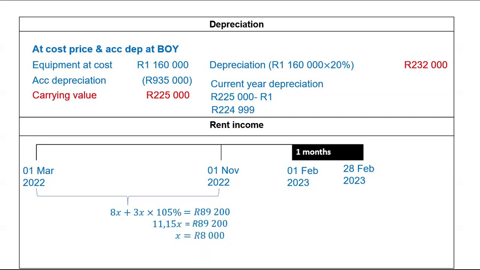This 8,000 is the rent before the increase. So to get that 1 month's rent, we're going to take 8,000 multiplied by 105%. It'll give us 8,400. So that 1 month's rent will be 8,400, which is what is missing. It is our income because we have let the tenant stay in there for a month and we have not received the money. So it's still income. We have earned it. It's ours.